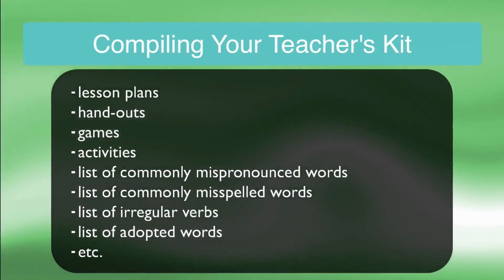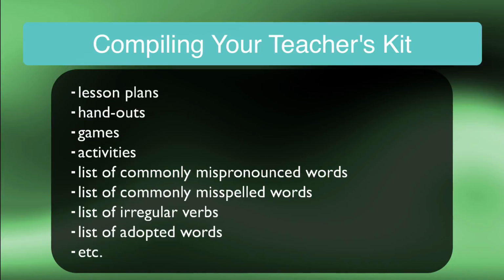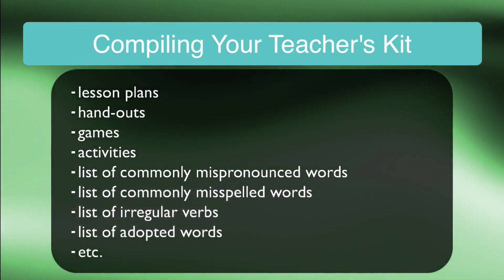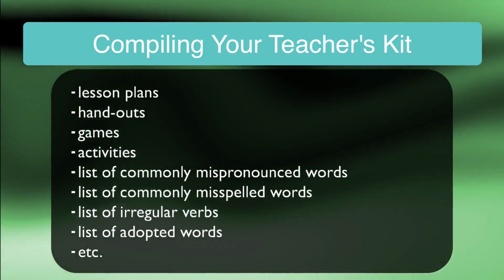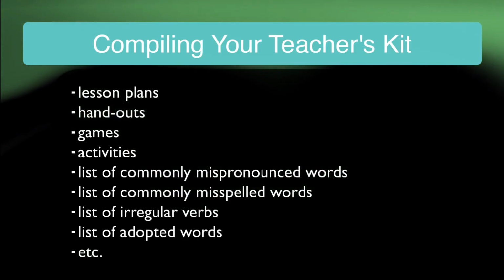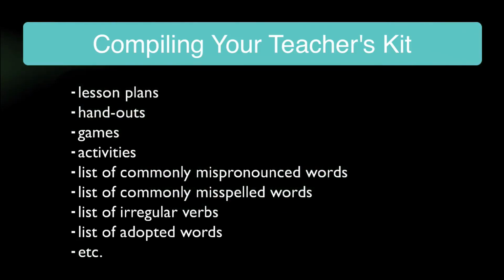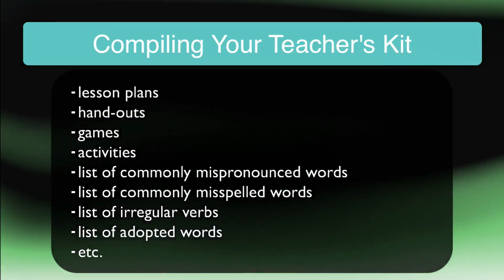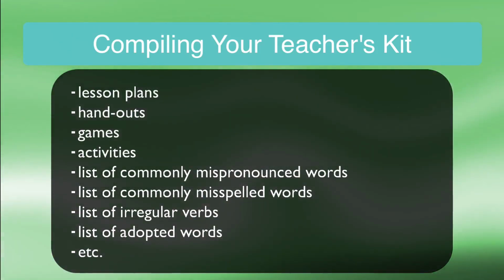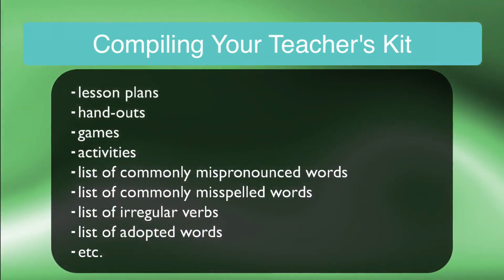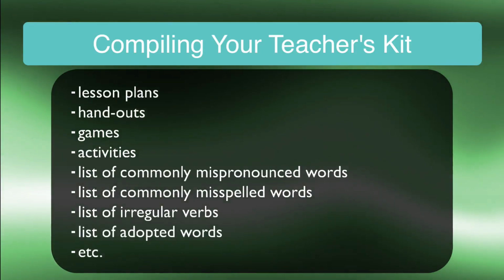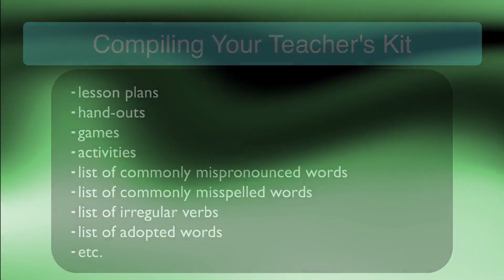So you would have, for example, a list of commonly mispronounced words, a list of commonly misspelt words, your irregular verbs, words which are adopted, so words from a foreign language which we use in English. And then you can refer to that when you feel that it's relevant. If a mistake's come up and it's not on your lesson plan, then you can say, okay, we're having a 5-minute break, we're going to look at this together, and then you feel more at ease, more in control.